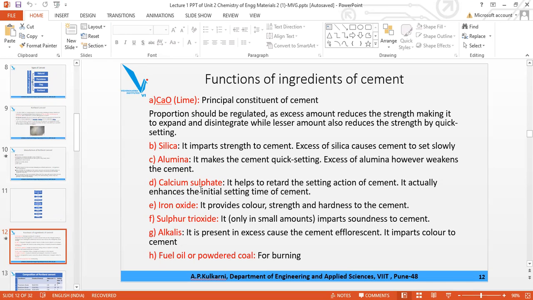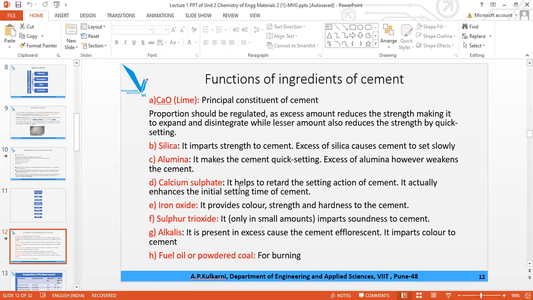Then we have calcium sulfate. Calcium sulfate is nothing but your gypsum. Formula is CaSO4.2H2O. Remember, alumina is Al2O3, silica is SiO2, lime is Ca(OH)2. Even if it is given CaO, you write in exam CaO only, but in reality, lime is Ca(OH)2. So here, calcium sulfate is nothing but gypsum, which retards the setting action of cement. The water added, you try to understand.